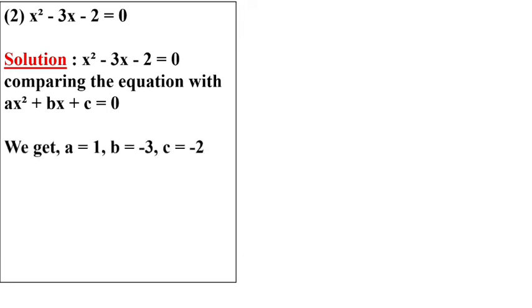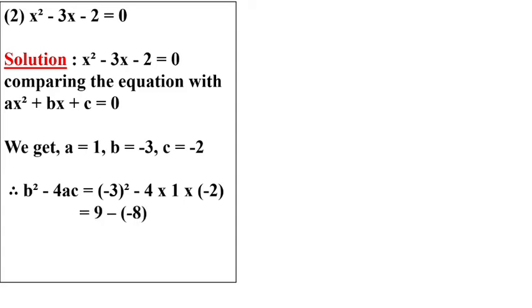Compare the equation, get the value of a, b, c. Discriminant is b square minus 4ac. So here b value is minus 3 square minus 4 multiplied by a value is 1 into c value is minus 2. Minus 3 square is always what? Negative number square is always positive. So minus 3 square is 9, minus 4 1 is 4, 4 2 is 8.